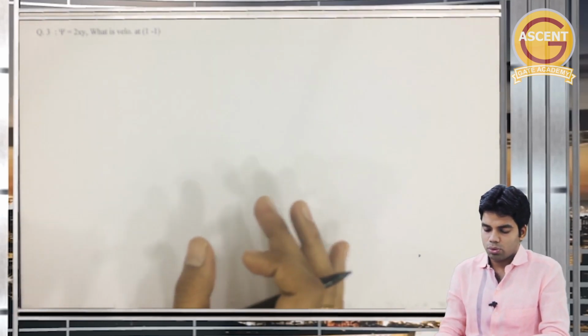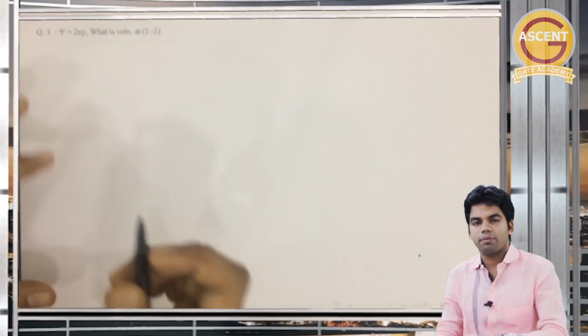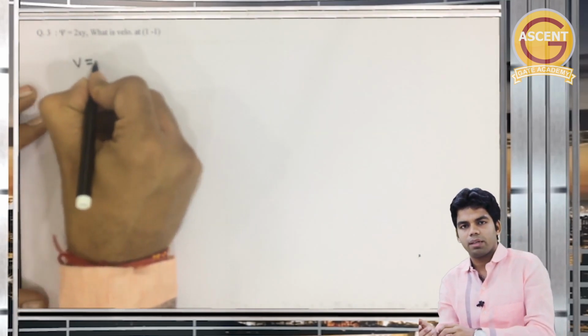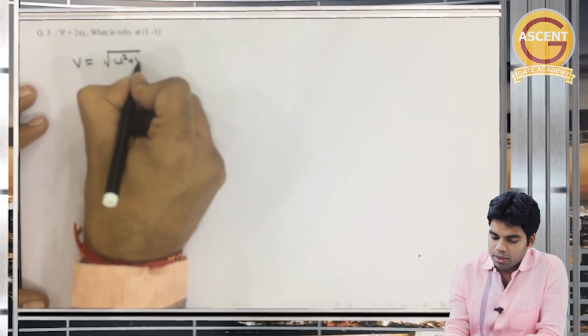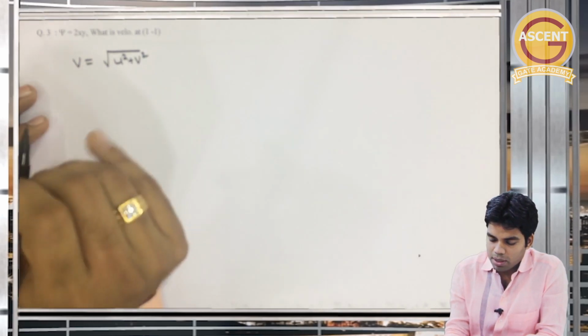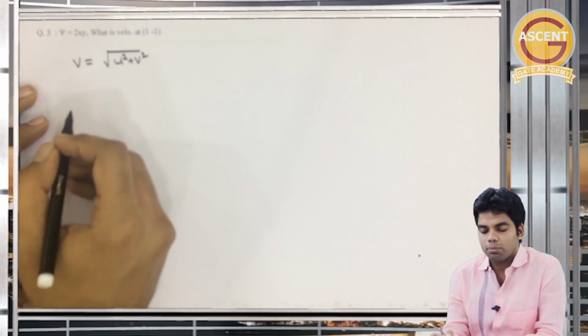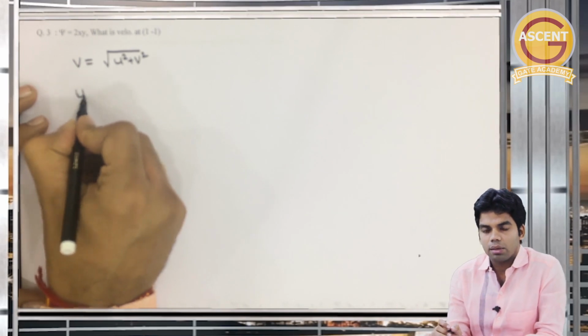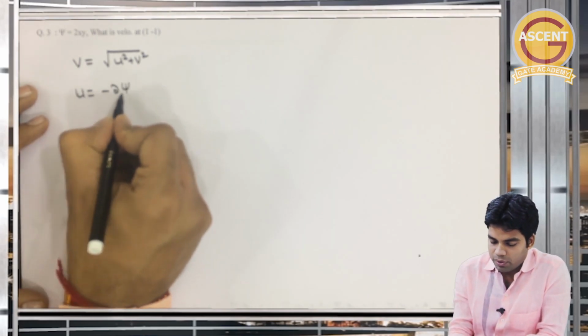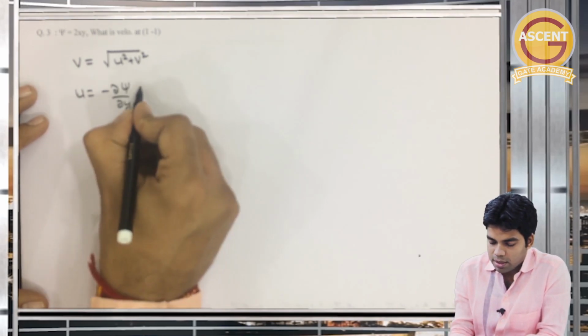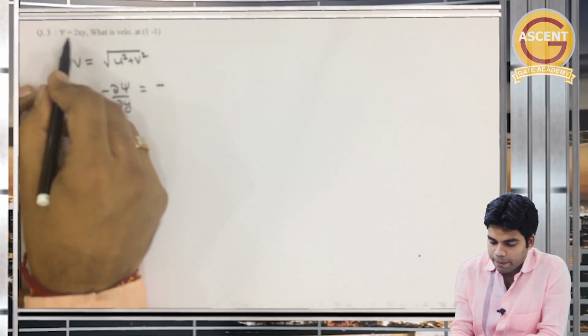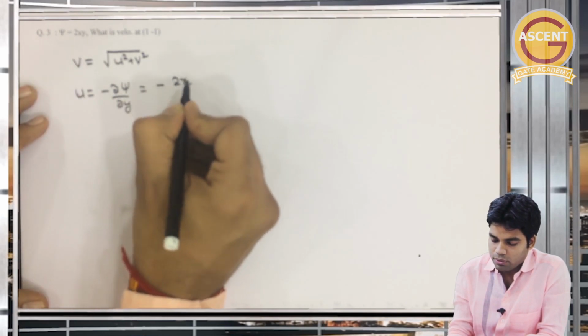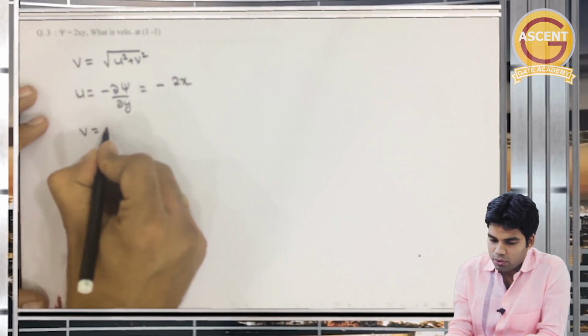Psi is equal to 2xy. What is the velocity at 1, 1? So velocity we have to determine, and how can we determine it? V is equal to what? Under root of u square plus v square. So if I determine the u and v components, I can easily determine the velocity. And we know u is equal to what? Minus del psi by del y. So this will be minus of del psi by del y, minus of 2x.